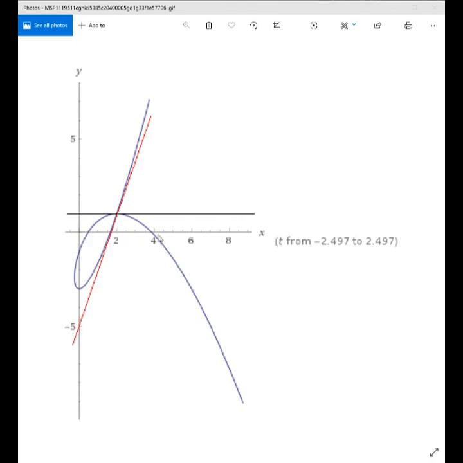All right? So it'll have one tangent line on its first pass, and then it'll have a second tangent line on its second pass, just like that.